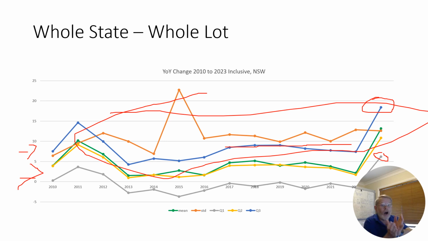Now this is for the whole state, and as you'll see in the next slide, it's very different for urban councils and rural councils. I hope the message you've taken away from this is how important measures of spread are, how useless measures of central tendency by themselves are if you don't have a feel for the measures of spread. Now the next slide only has one measure of central tendency because I don't want lines all over the place.